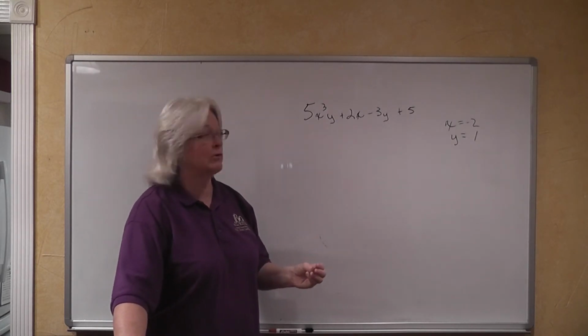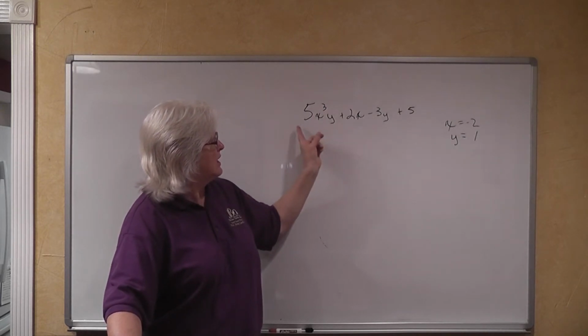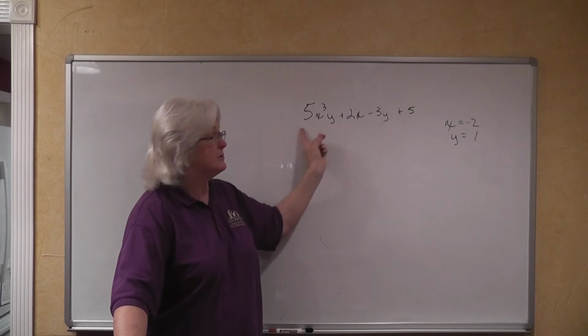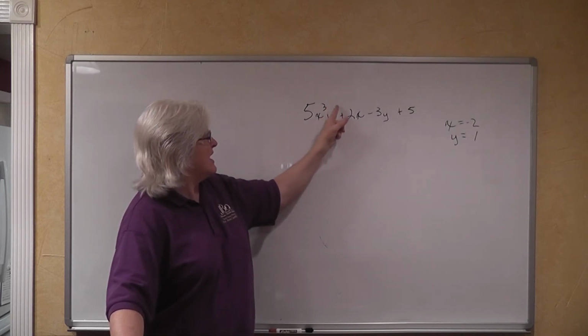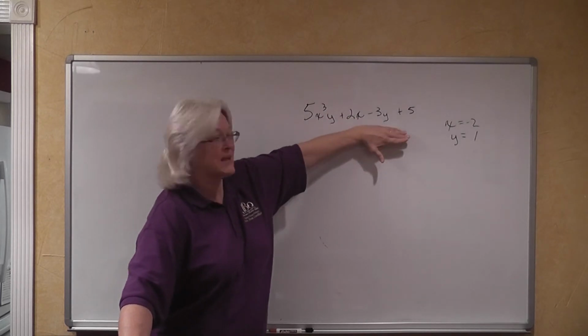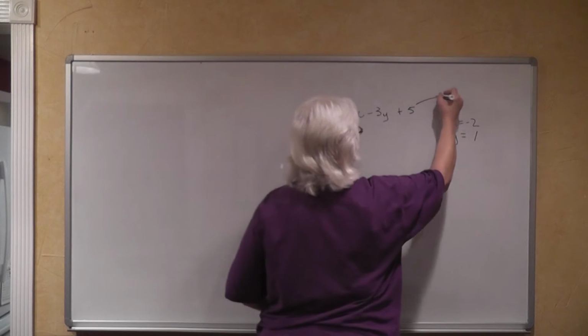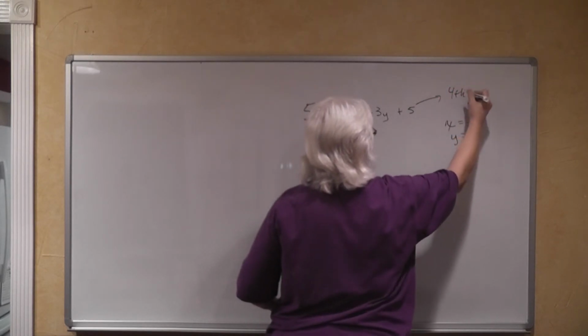We determine the degree by finding the highest degree term, and clearly the highest degree term is going to be this one. We're going to add together the exponents. 3 plus 1 is 4. So this algebraic expression here is called a 4th degree polynomial.